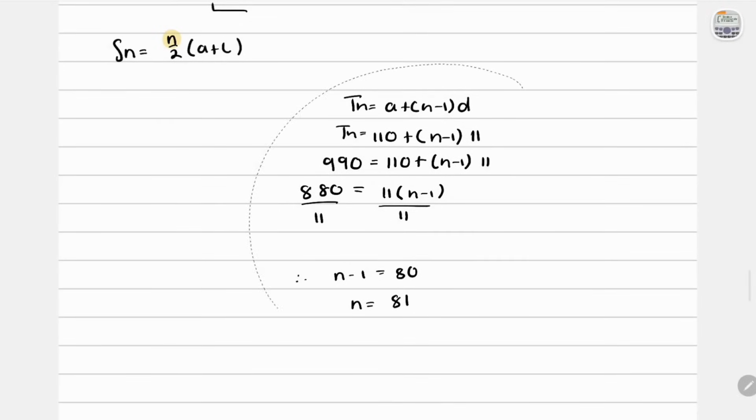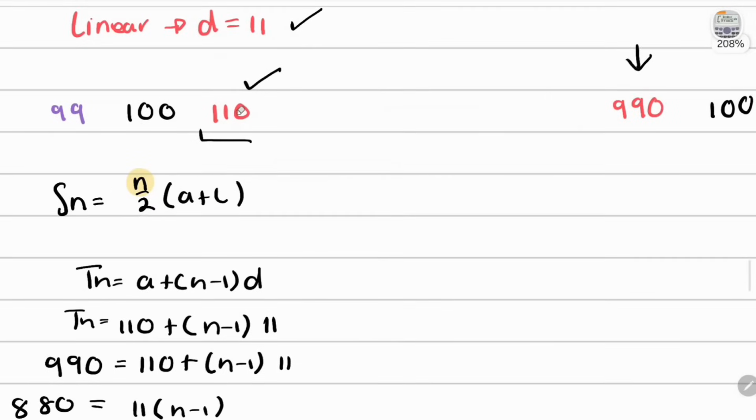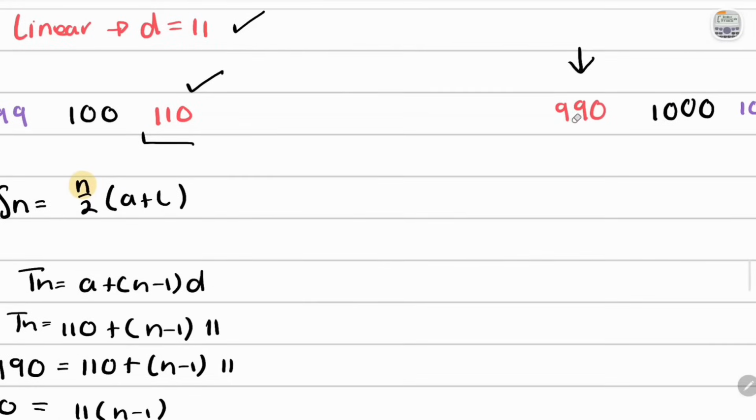But there's actually an easier way to have found this instead of using the Tn formula. Here's how we could have found this. We know that the first term starts at 110 and the last term ends at 990. If we were actually counting in 11s starting from 11, then 11 would be term 1, 22 would be term 2, and 33 would be term 3, and so on. But since we started at 110, we could find out what term number this would be if this was actually the pattern.